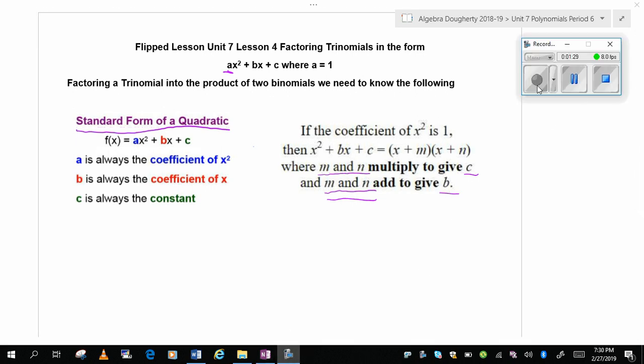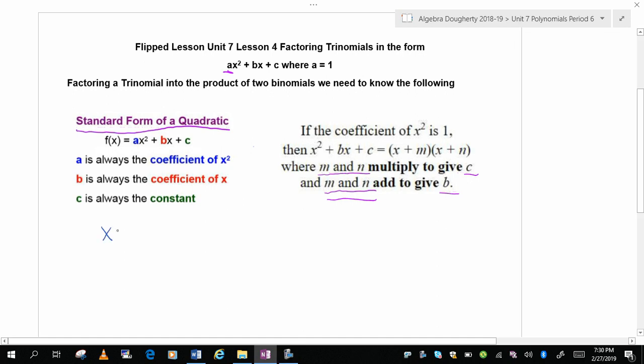Now, some of you are probably even wondering, what does Mr. Doherty mean when he says to factor a trinomial into two binomials? Basically, if I had two binomials, x plus 1 times, say, x plus 4, I would do the double distributive property and get x squared plus 4x plus 1x plus 4, combine my like terms and get x squared plus 5x plus 4.